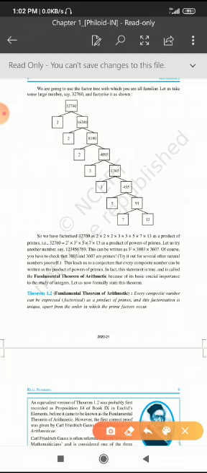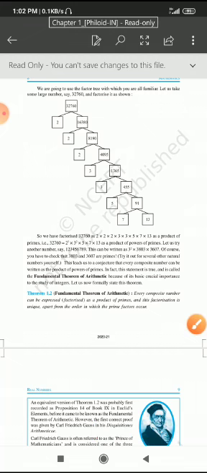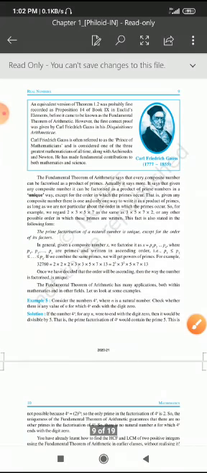Every composite number can be expressed as a product of primes, and this factorization is unique apart from the order in which the prime factors occur. And if you write all the prime factors in ascending order, then the order also will be the same. There won't be any change even in the order. For example, see here, 32,760 is prime factorized as 2 cube into 3 square into 5 into 7 into 13.